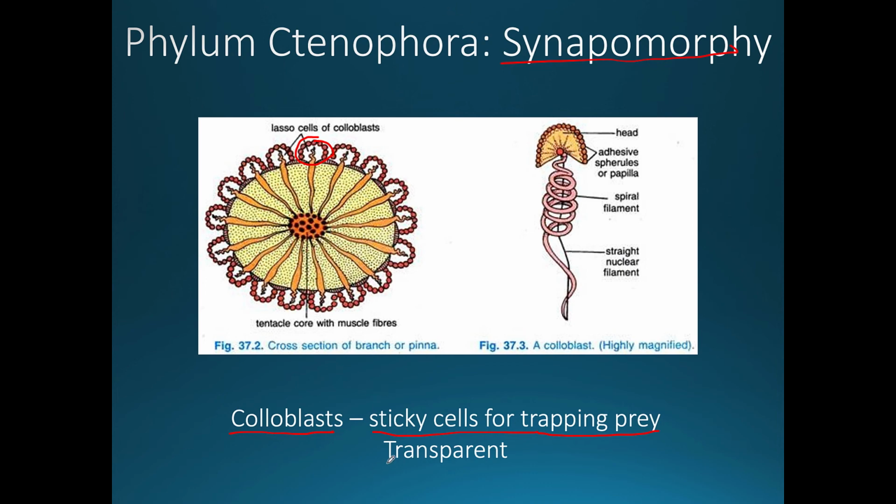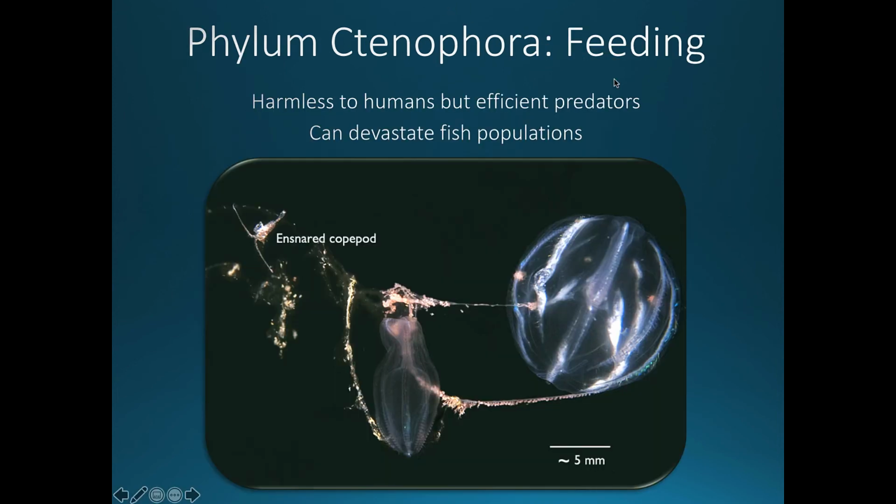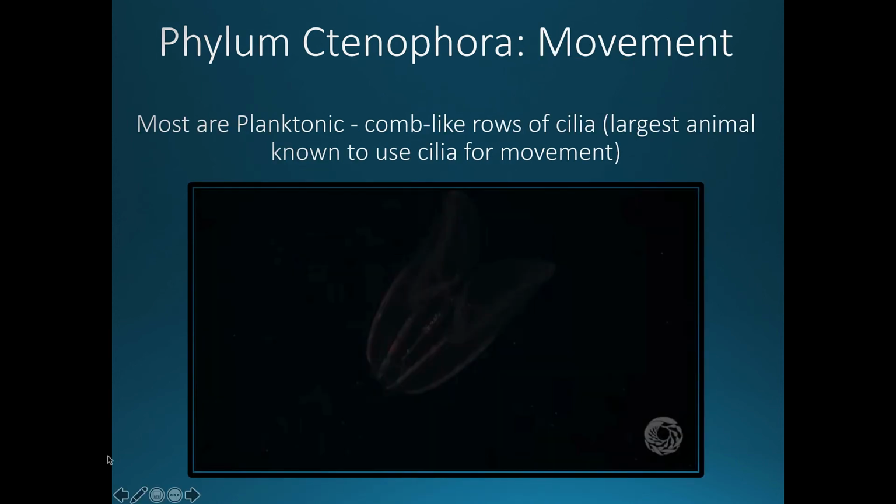Ctenophora also are all transparent. When we think about Ctenophora feeding, they tend to be harmless to humans, but they are very efficient predators. Using those coloblasts, they can trap a zooplankton here and bring it into the body of the Ctenophora, the comb jelly. Now let's talk about how Ctenophora move.